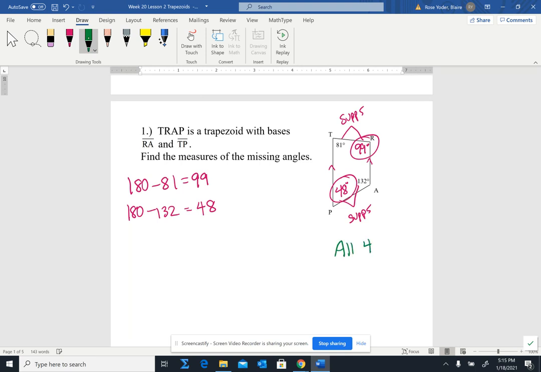So I'll put that down too. All four angles add to 360. That's for any four-sided shape. Trapezoids, kites, parallelograms, ones that aren't special, anything.